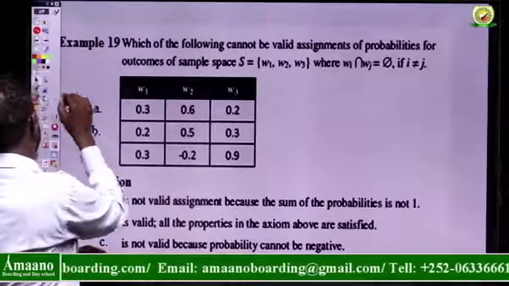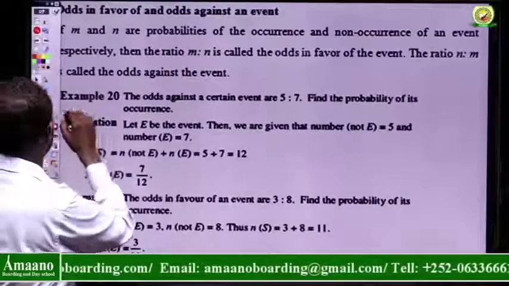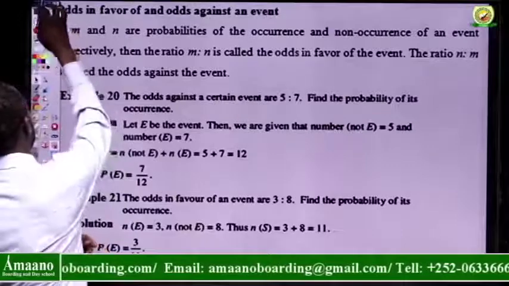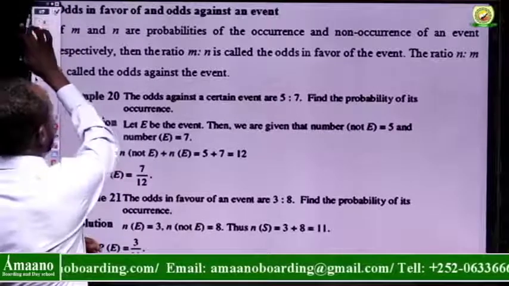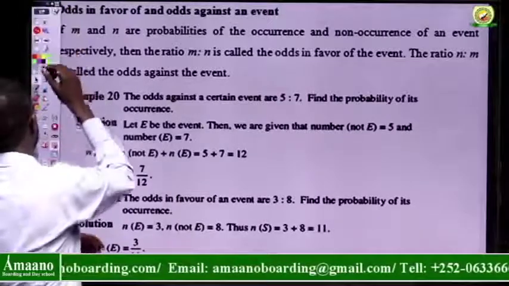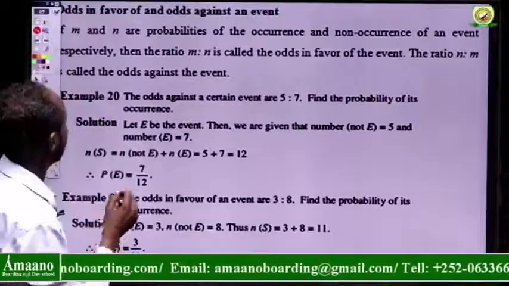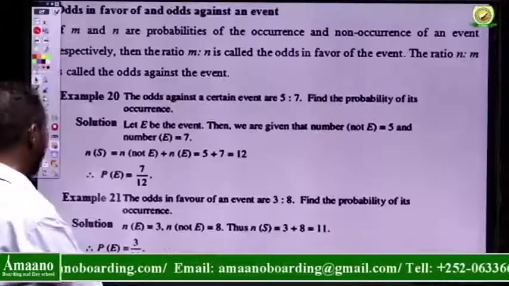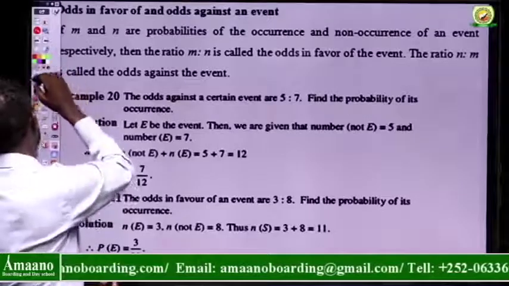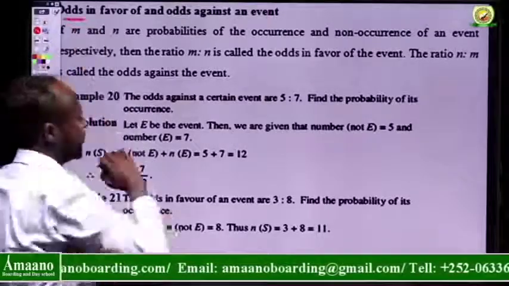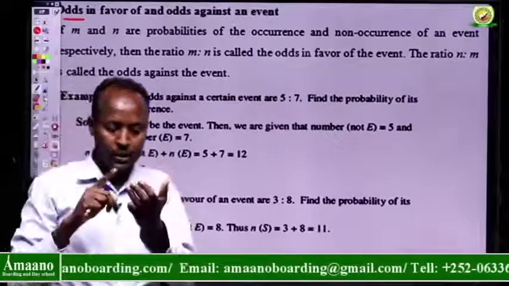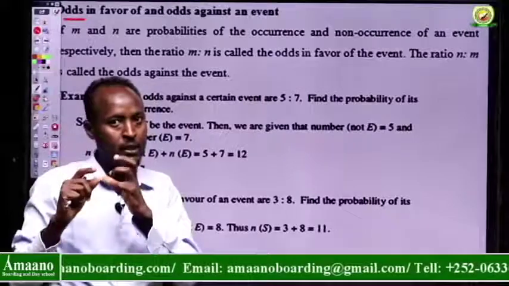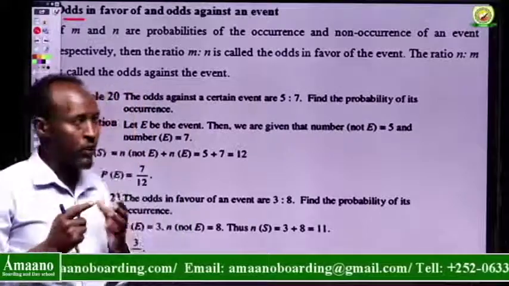Let us go on. Here we will have odds in favor and odds against. This lesson is about odds in favor and odds against. Odds means the ratio of the probability that an event occurs to the probability that the event cannot happen.